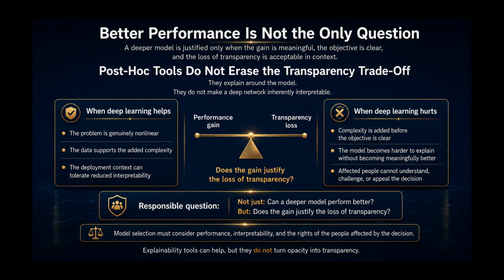That distinction matters. Deep learning helps when the problem is genuinely non-linear, the data supports the complexity, and the deployment context can tolerate reduced interpretability. It hurts when complexity is added before the objective is clear. It hurts when a model becomes harder to explain without becoming meaningfully better. And it especially hurts when the people affected by the model cannot challenge, understand, or appeal its decisions. The responsible question is not just, can a deeper model perform better? The responsible question is, does the gain justify the loss of transparency?